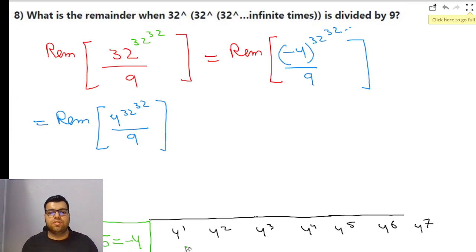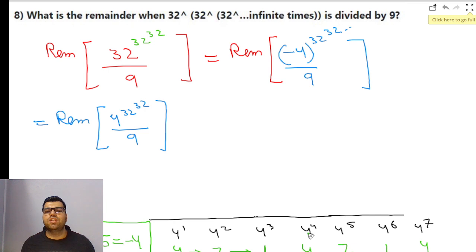So 4 to power 1, remainder with 9, is 4. 16 with 9 is 7. 4 cube is 64, which gives a remainder of 1. Very nice. Then this cycle will repeat: 4, 7, 1, 4, 7, 1. The use of having 4 is that we are getting a cycle of 3. So 4 to 7, 7 to 1.